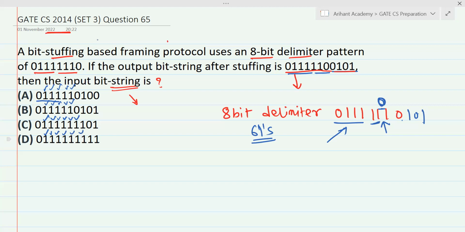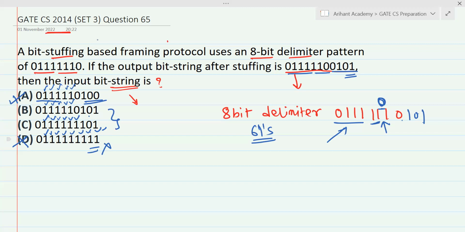Here all are ones. So you know the concept that in the output string at large we are having 0 1. Here we are not having 0 1. Obviously it would not be our output string. Here 0 1 is there, 0 1 is there, and here we are having 0 0. So option A is discarded and option D is also discarded.